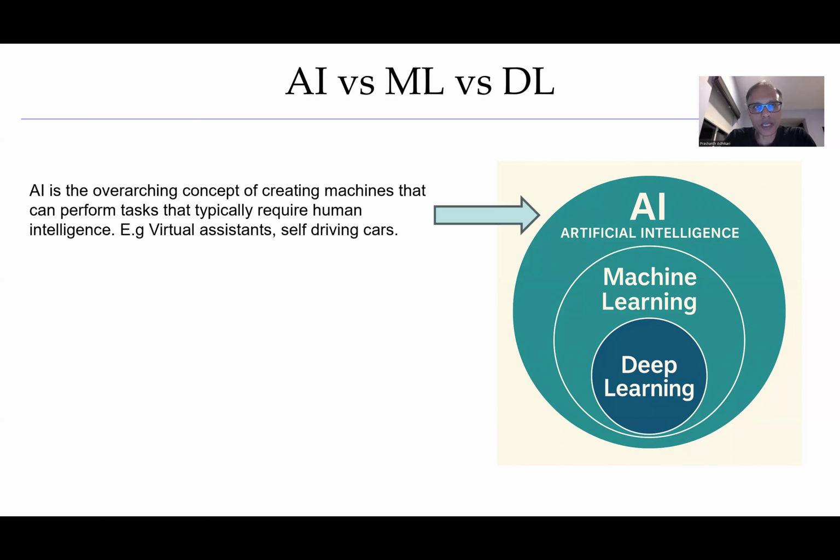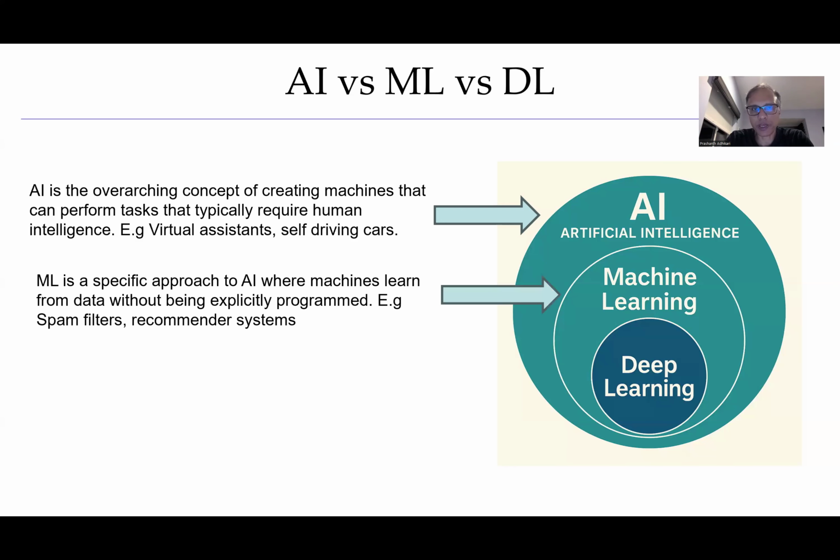So, artificial intelligence is the overarching concept of creating machines that can perform tasks that typically require human intelligence, right? So things like virtual assistants and self-driving cars, robots, these are all examples of artificial intelligence. Now, machine learning is a specific approach to artificial intelligence where machines learn from data without being explicitly programmed. For example, spam filters, recommender systems, advertising systems, fraud detection systems, all of these are known to use machine learning.